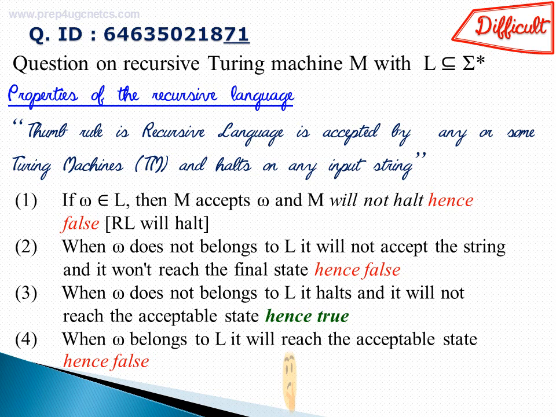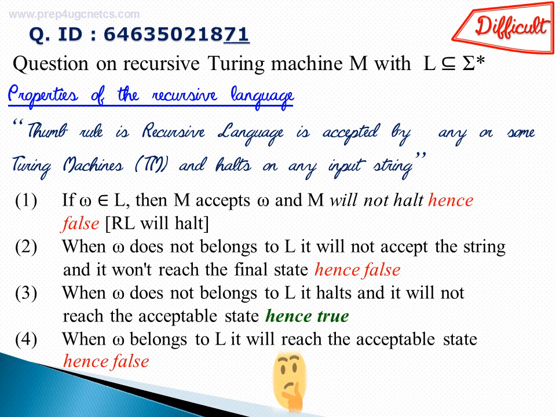Option 2: input string does not belong to L, then M accepts the input string and M will halt by reaching the final state. When the input string does not belong to L, it will not accept the string and it won't reach the final state, hence it is false.